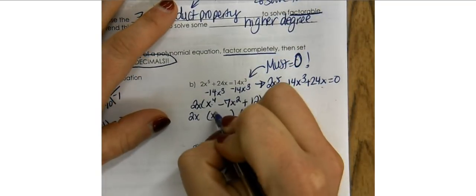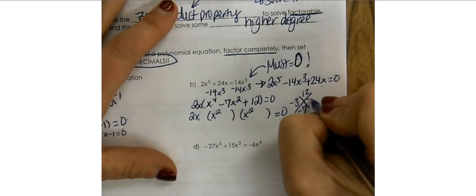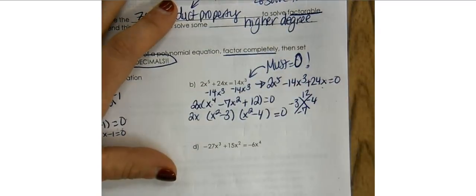So I'm going to put 2x on the outside and break apart my x to the 4th minus 7x squared plus 12 into 2 parentheses. I'm going to split apart the x to the 4th into an x squared and an x squared and ask myself what two numbers multiply to equal 12 but together add to equal negative 7. And that is negative 3 and negative 4. So I'm going to write minus 3 and minus 4.